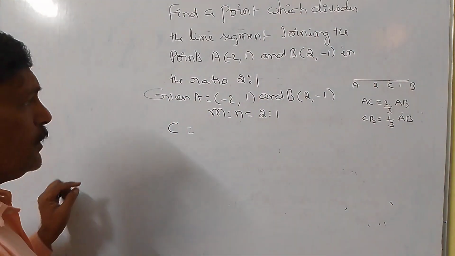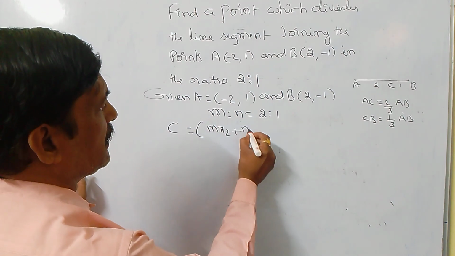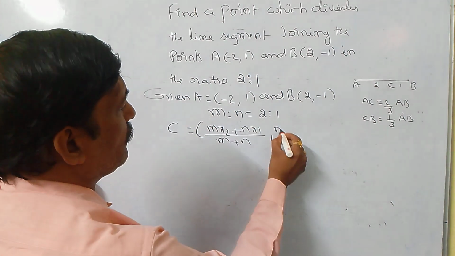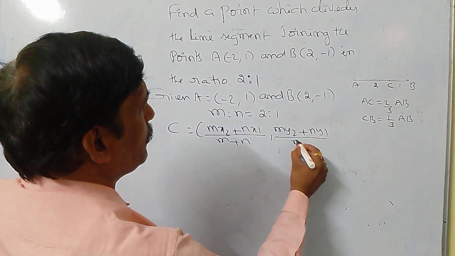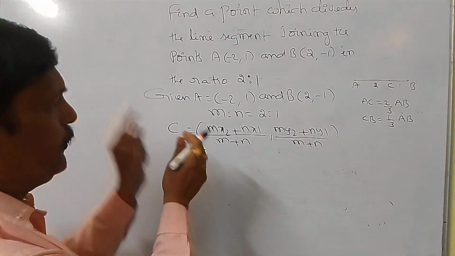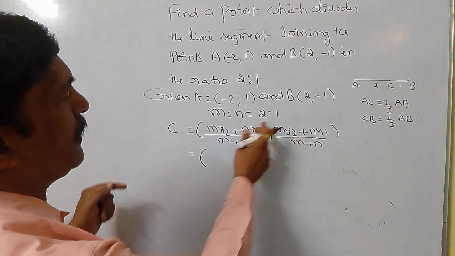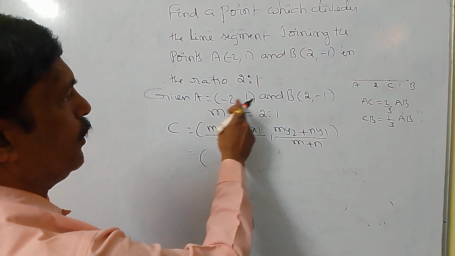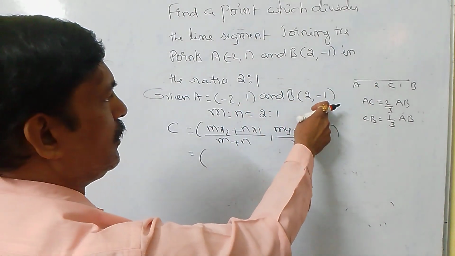Okay now, the C point formula is (m x2 plus n x1) by (m plus n), comma (m y2 plus n y1) by (m plus n). Now we have to substitute the values in this formula. M means what? 2. N means what? 1. X1 means what? Minus 2. X2 means what? 2. Y1 means what? 1. Y2 means what? Minus 1.